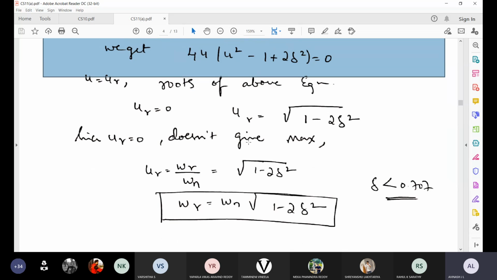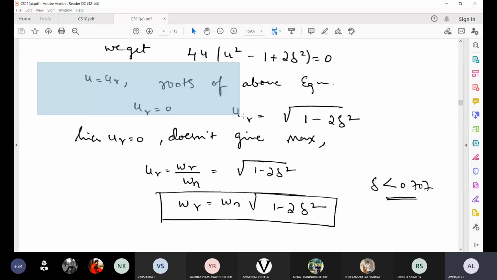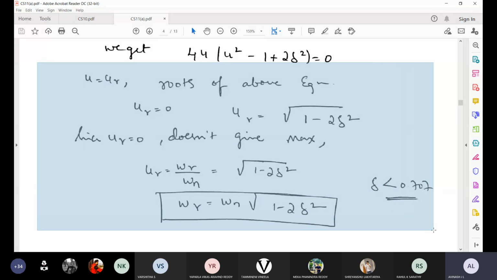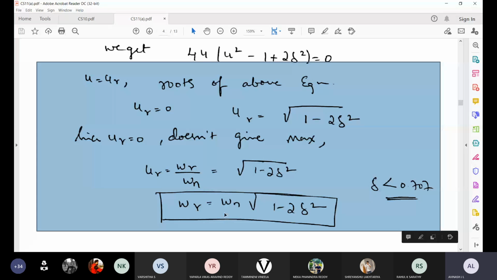When u equals u_r, you need to do the derivations. So u equals u_r, the roots of the above equation. You find that ω_r equals ω_n times the square root of 1 minus 2δ². So here also ω_n and δ² come into the picture in the frequency domain also. The only thing is that the equations are going to have a slight difference.